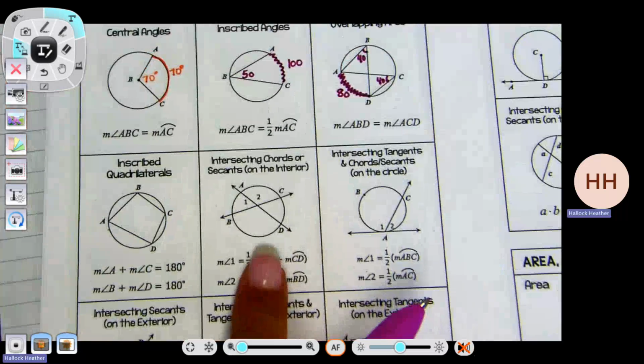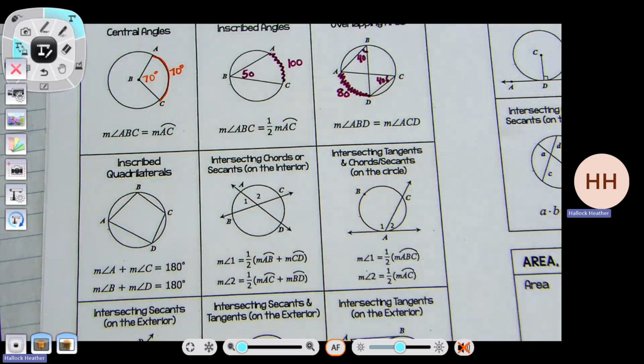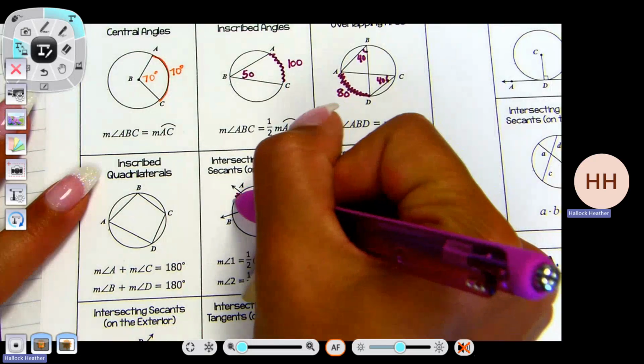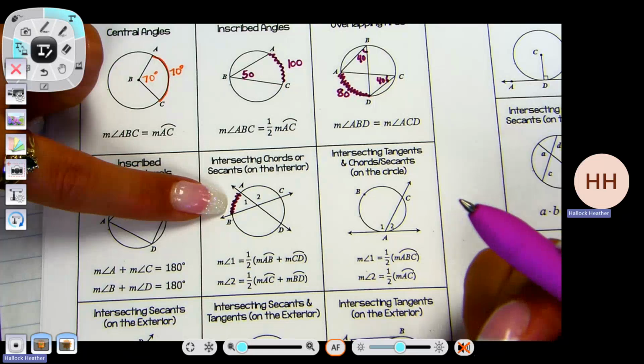So the first new thing we're going to talk about is this middle one. This is intersecting chords or secants. So a secant is a line that goes through the circle completely. A chord is where it like stops. Don't get tripped up on the vocabulary. It's not that serious. When 2 lines cross inside the circle, we're going to do 2 things. We're going to add, so if I'm finding angle 1, we're going to add the arcs that it actually opens up to. So if I look, angle 1 opens up to AE.